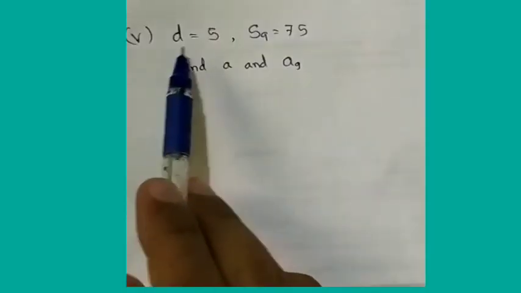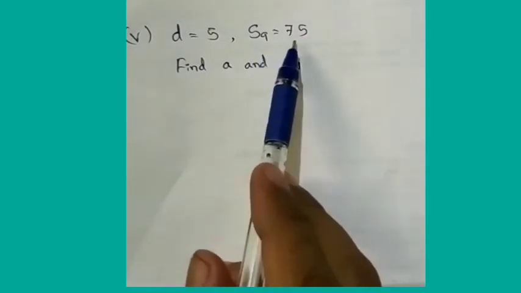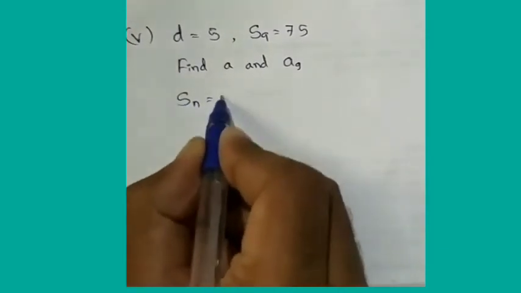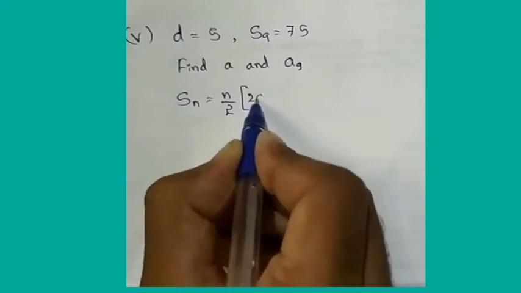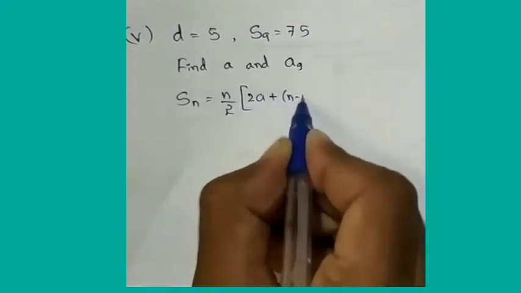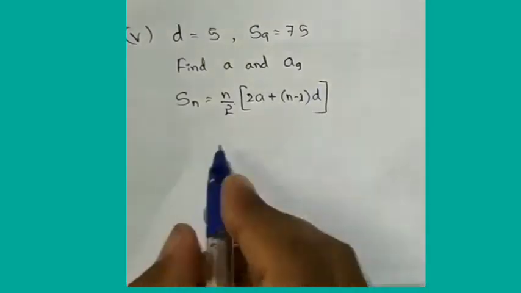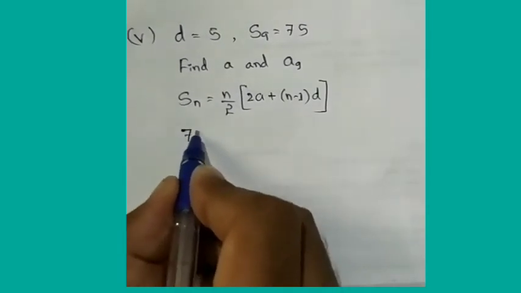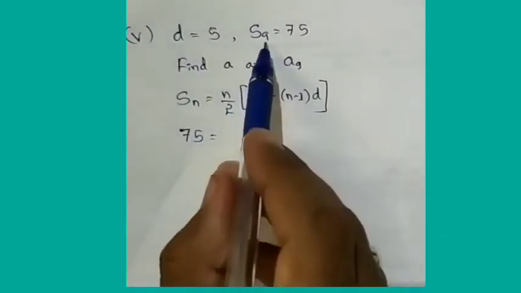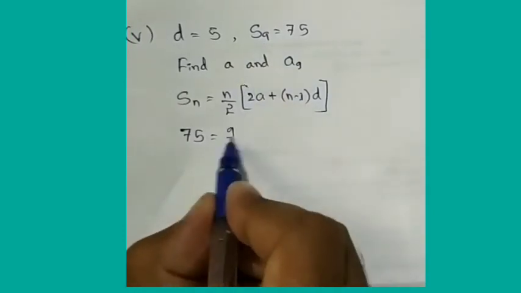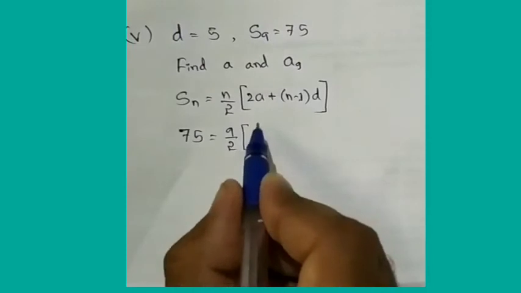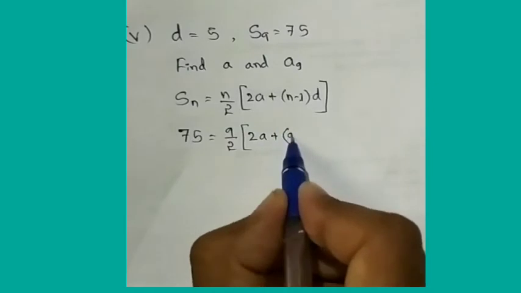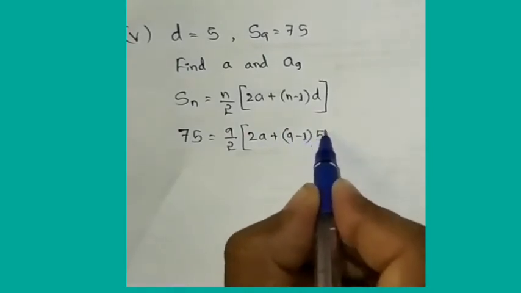In the fifth question they have given d equal to 5, S9 equal to 75, find a and a9. So use the Sn formula. Sn equal to n by 2 into 2a plus n minus 1 into d. Now write Sn, that is S9, so write 75. In place of n we know the n, that is 9, so keep 9 by 2. We don't know a, so keep it like that, 2a plus n minus 1, n is 9, 9 minus 1 into d, and d is 5.